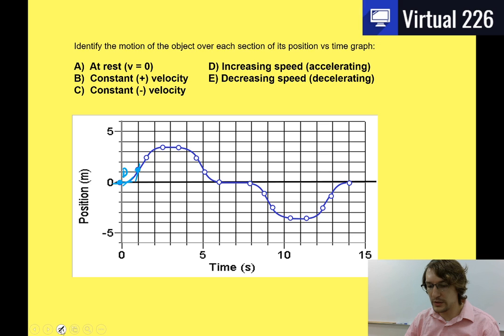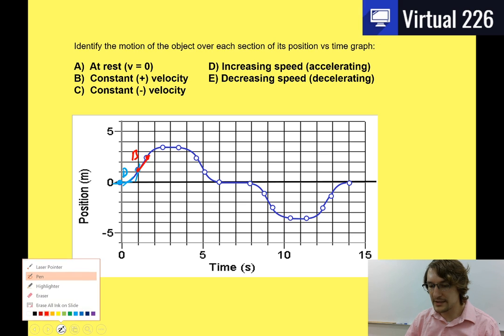When we look at the second set, from this point to this point, we have a nice straight line. And when we have a straight line, we're going to have a constant velocity. The question becomes, is this a constant positive or a constant negative? Well, this is a positive slope on this line because we're pointing upwards. So this would be B, a constant positive velocity.